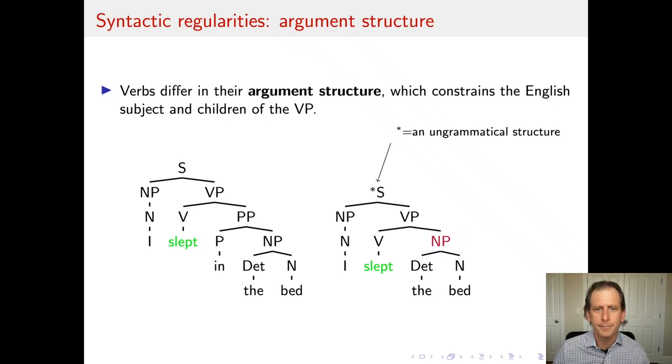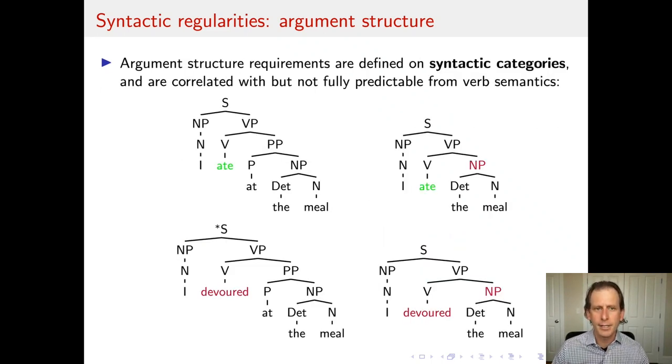of the verb sleep. Here are more examples of argument structure, which hopefully bring out a very important point, which is that argument structure requirements are defined on syntactic categories, and they have some relationship with the semantics, the meaning of the verb, but they're not fully predictable from it. Okay, there's some degree of syntax level specificity.